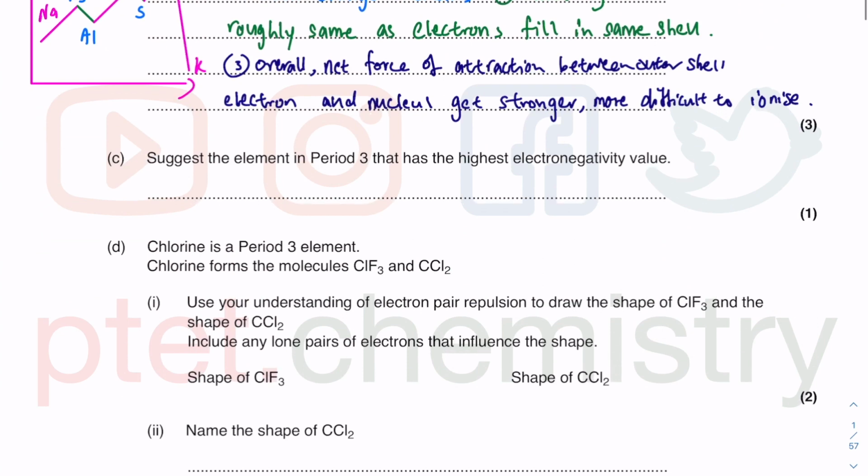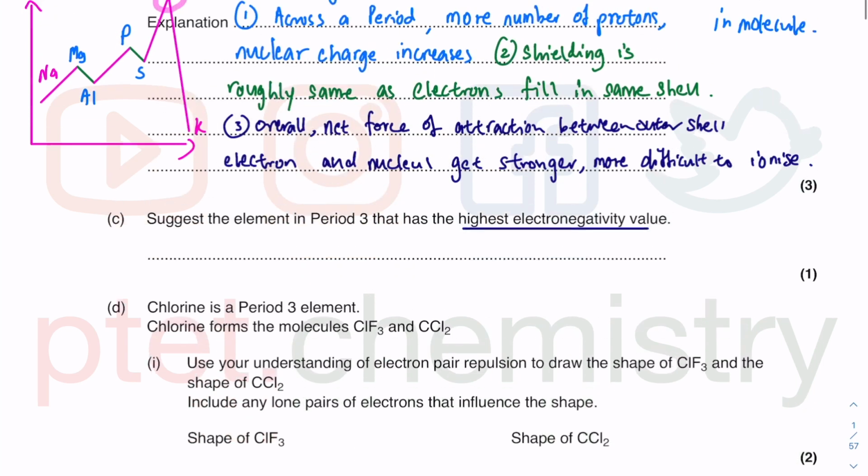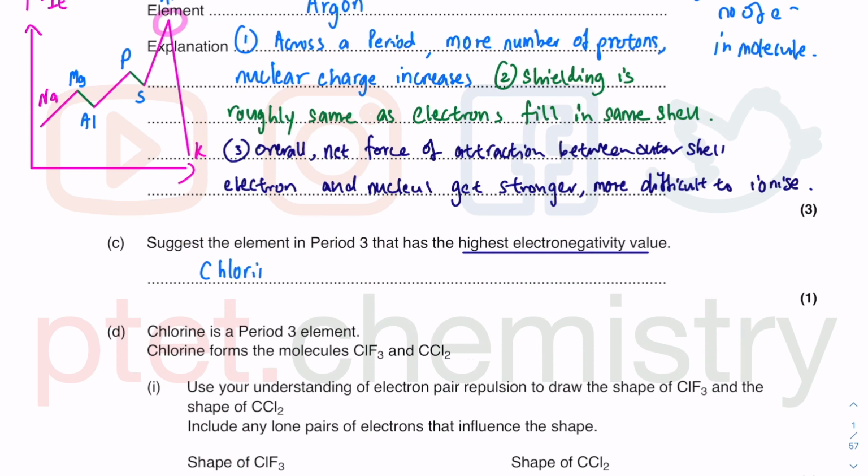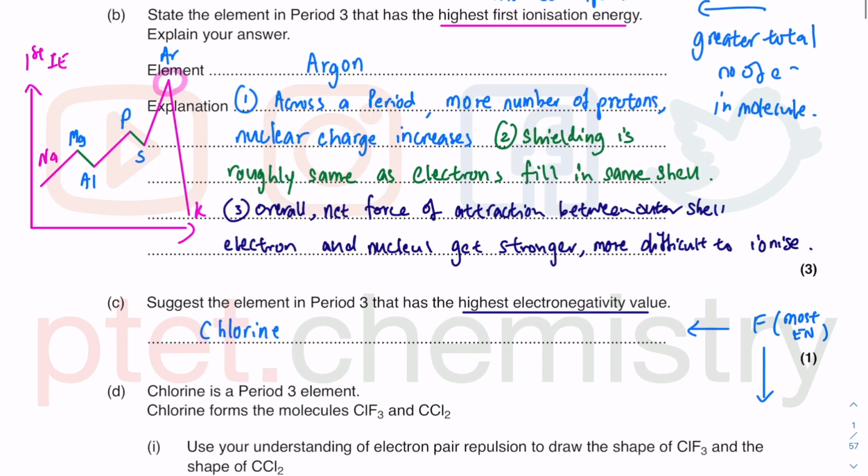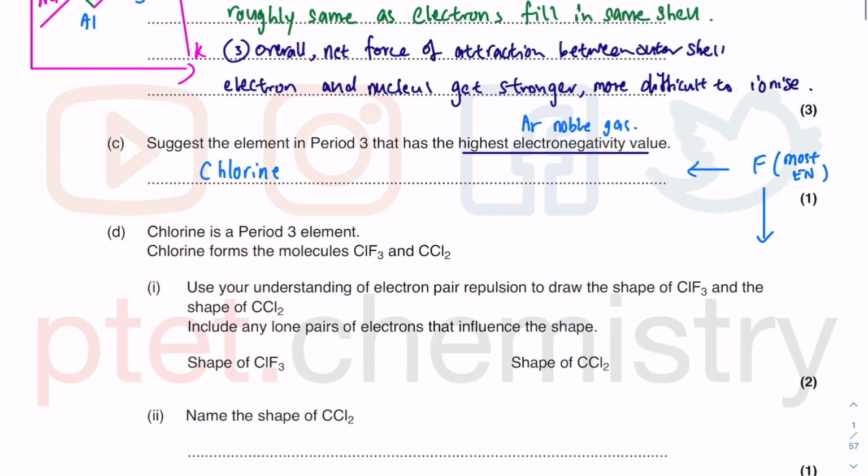to ionize. Part C asks for the element in period 3 that has the highest electronegativity value. Electronegativity is defined as the power or the ability of an atom to attract bonding electrons to itself. So this is going to be not fluorine but actually chlorine, because we know fluorine is the most electronegative element in the whole of the periodic table. It decreases downward, and it increases from left to right, so going across a period electronegativity increases, and therefore across the third period you expect it to be chlorine, not argon, because argon is a noble gas, meaning to say they don't like to form a bond at all.